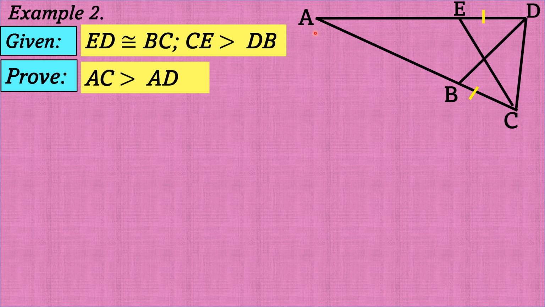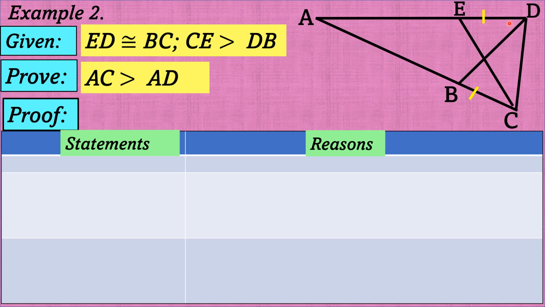So where is side AD? This is side AD and this is side AC. So we are going to prove that side AC is greater than side AD. So what will be our two-column proof? First, we have side ED is congruent to side BC and side CE is greater than side DB. So what will be our reason? Why did we put that first? Because it is already given in the problem.